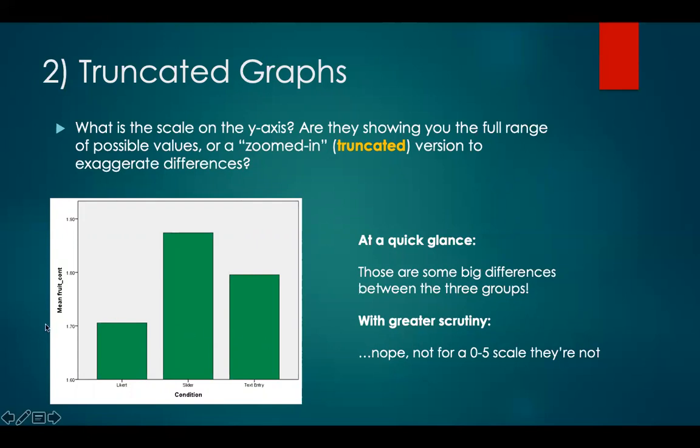this graph. But if you zoom in and consider that this is a 0 to 5 scale, we're only getting a very small snapshot of that scale, which makes these differences look very drastic when in reality they are quite minuscule. So it's really important to show the entire range of possible values on the y-axis of a graph to accurately display differences between different groups of measurement.